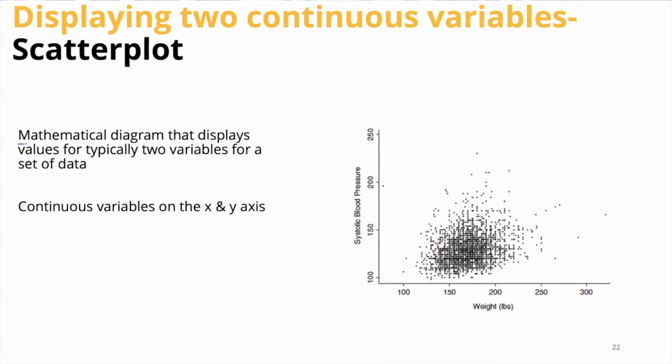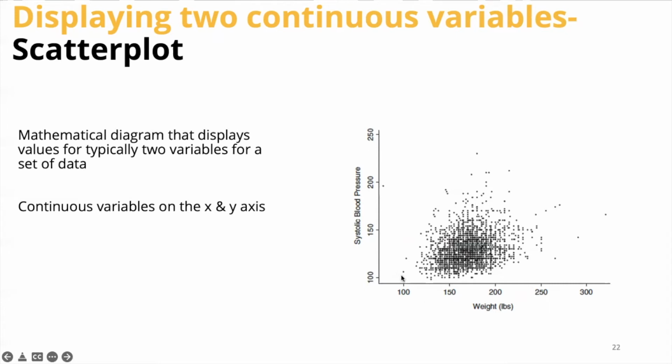You can also use something called a scatter plot in order to display two continuous variables. A scatter plot is really simply just a diagram that displays values for two variables for a set of data. So each dot in this scatter plot represents a single patient. You have continuous variables on both the y-axis and the x-axis. This is just an example, not from our example study, but related. We have systolic blood pressure on the y-axis and we have weight on the x-axis.